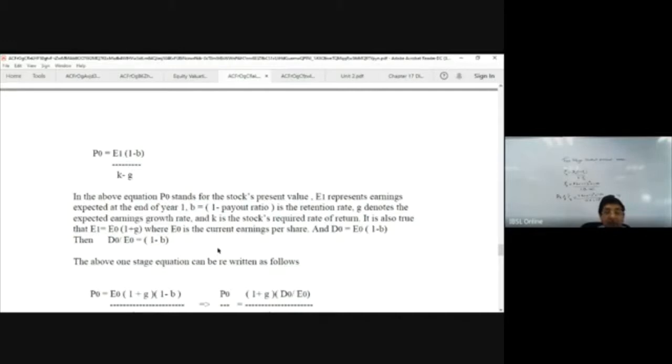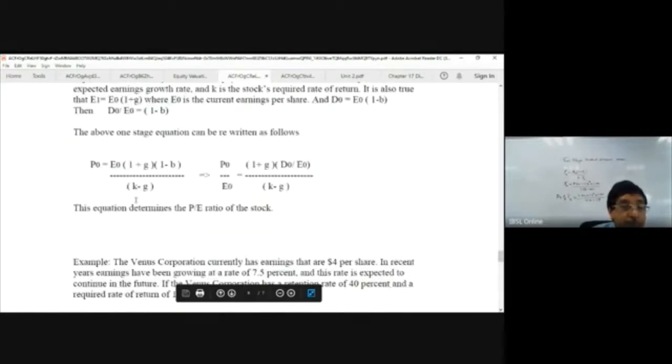Now you will see that it is also true that E1 is equal to E0 into 1 plus G. E0 is the current earnings per share, and D0 is equal to E0 into 1 minus B. D0 divided by E0 is equal to 1 minus B. The one-stage equation can be written as follows: P0 is equal to E0 into 1 plus G into 1 minus B divided by K minus G. In the place of D1, we put D0 into 1 plus G, and D0 is equal to E0 into 1 minus B. That is how things have been replaced here.